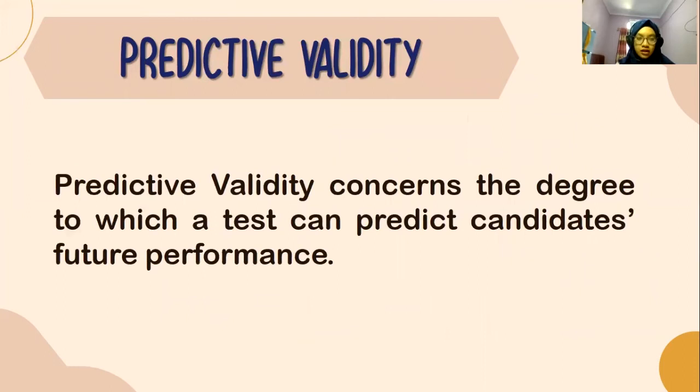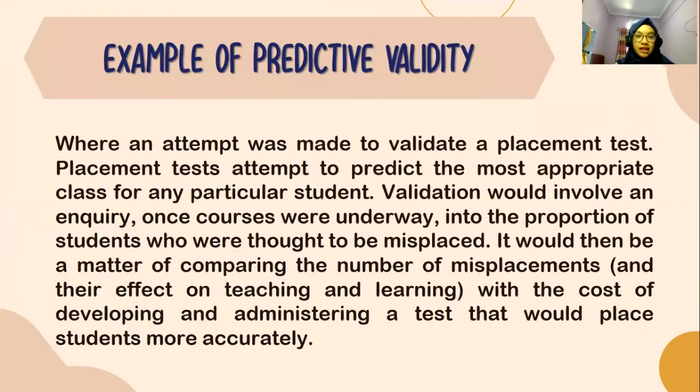Predictive validity. Predictive validity concerns the degree to which a test can predict candidates' future performance. The example is where an attempt was made to validate a placement test. Placement tests attempt to predict the most appropriate class for any particular student. Validation would involve an inquiry into the proportion of students who were thought to be misplaced once courses were underway. It would then be a matter of comparing the number of misplacements and their effects on teaching and learning, with the cost of developing and administering a test that would place students more accurately.